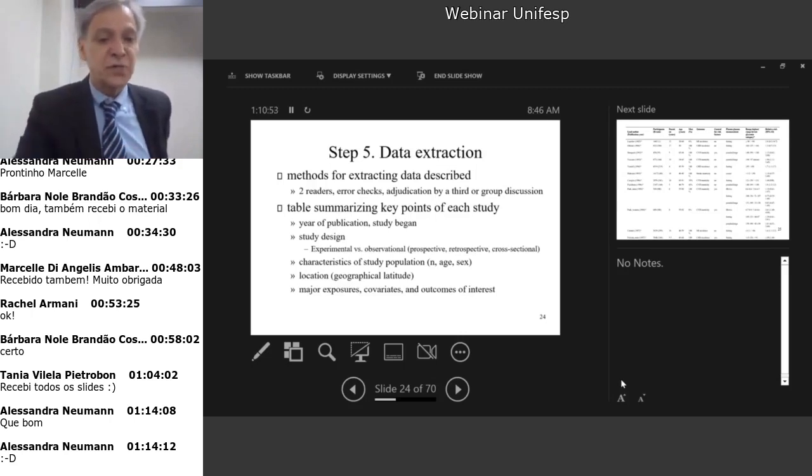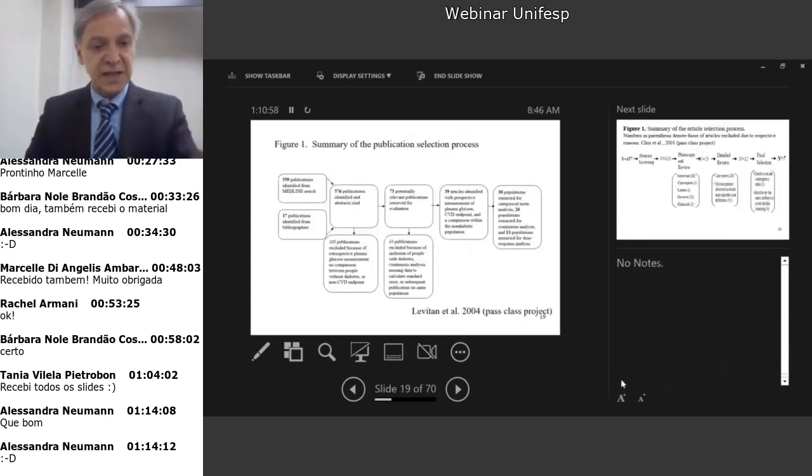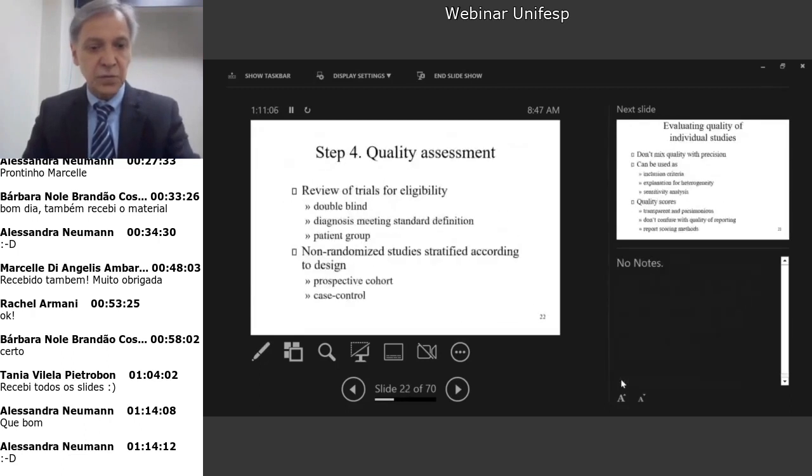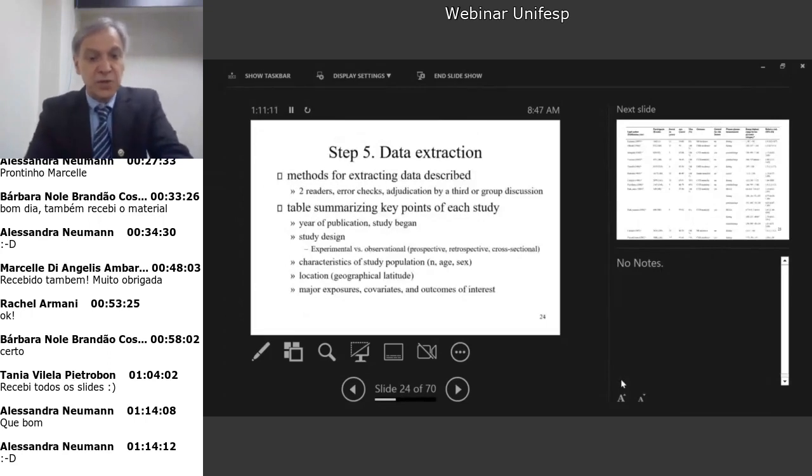And always have to read a review. And the first review is this level here, folks. See that first line here going to the box? Okay, that's the first level review. You want 2 people reading, and you can do that throughout. Okay. So a table summarizing key points of each study has to be created. Years of publication, when the study began, so on and so forth, study design, experiment versus observational perspective. And you can create a quality score and describe that too. Characteristics of the study population, location, measure, exposure, covariates, and outcome. I'll show you a full-blown example.